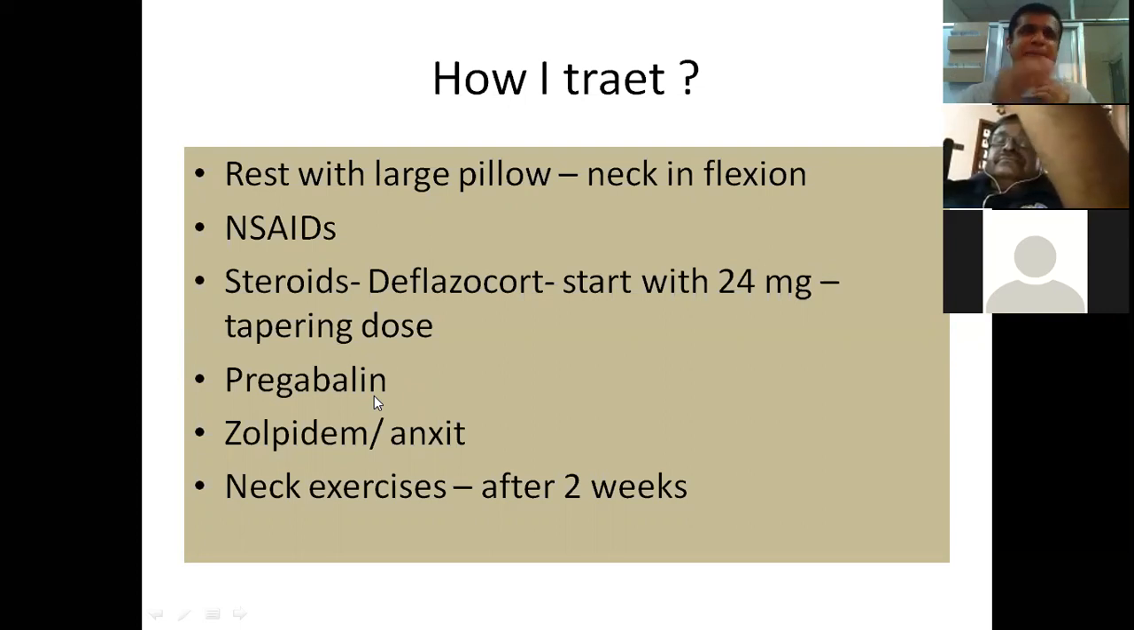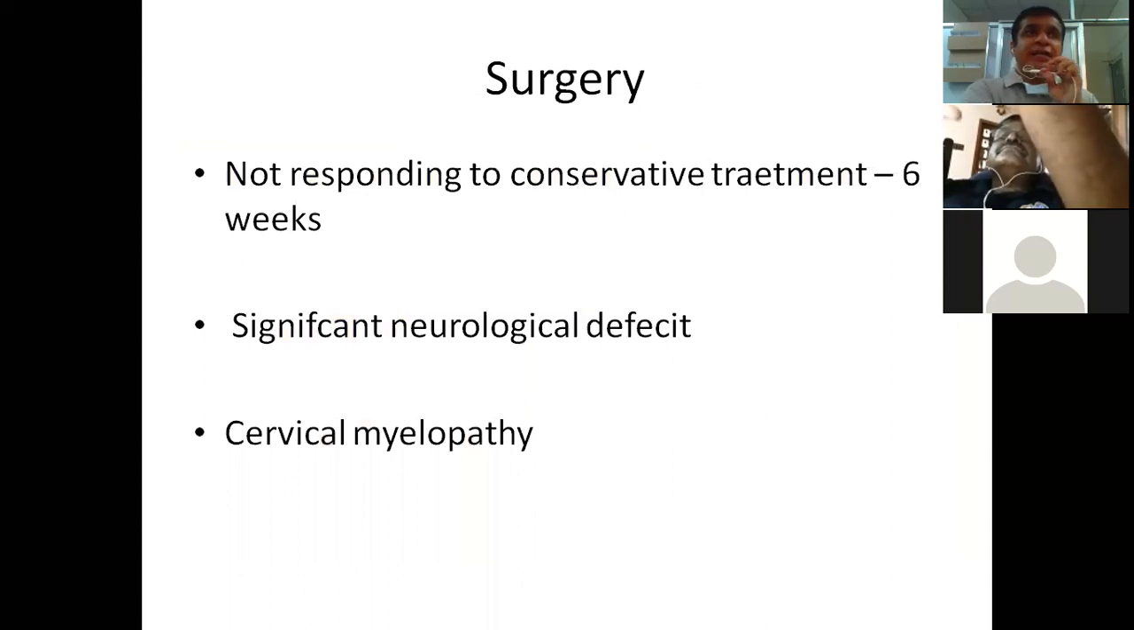If the patient is diabetic, when you give deflazacort, their blood sugar may shoot up. So always ask the patient to consult their physician to increase their diabetic dosages. Cervical traction, IFT, and all those things, I never advise. Cervical collar, I never advise. So 90% of the patients will respond.